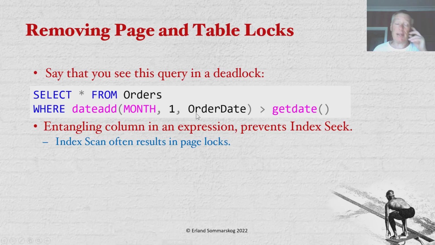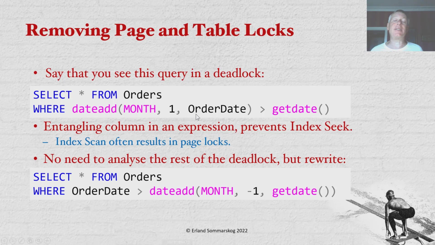So it will not be an index seek. You can at best get an index scan to do this. And index scans often result in page locks, because with many rows to scan, SQL Server thinks, let's preserve some memory and take page locks. So if you see this in a deadlock, there is no need to analyze the rest of the deadlock, but you simply rewrite the query so that there can be an index seek.